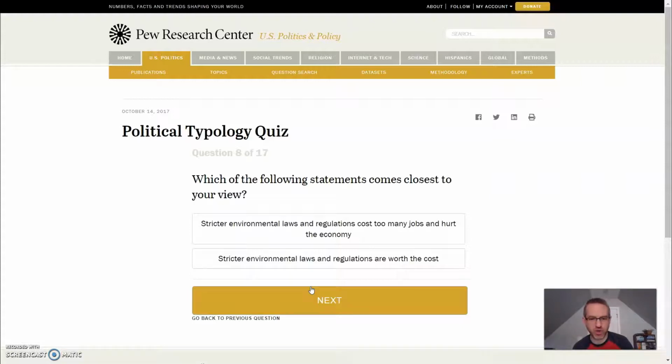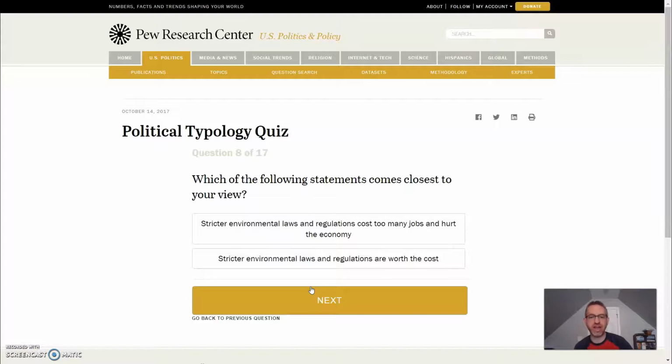Question number 8 says, stricter environmental laws and regulations cost too many jobs and hurt the economy. So if we say that your business can't put more than a certain amount of pollutants into the atmosphere, you might have to install some scrubbers in your smokestacks, and that might be expensive. Or you might have to dispose of certain kinds of waste in ways that take time and money and energy.